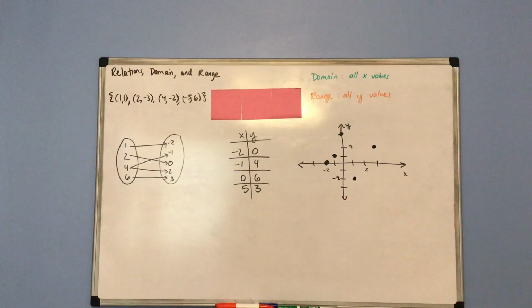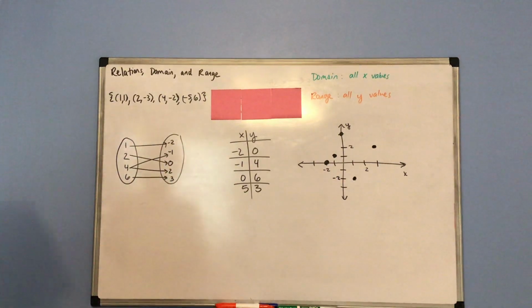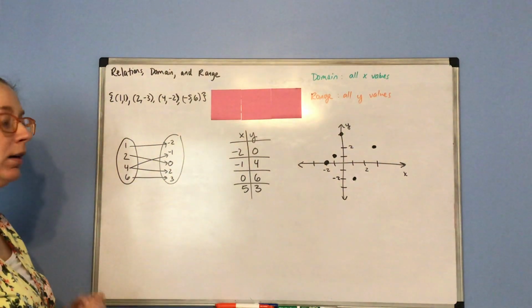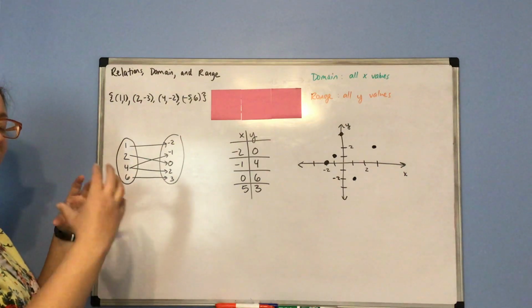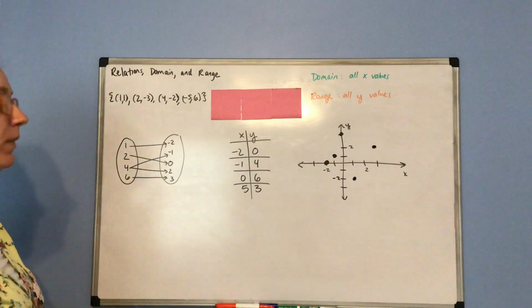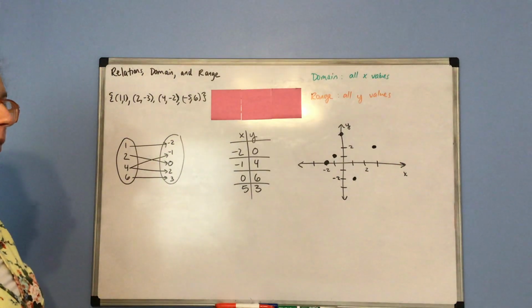Today we're going to be talking about relations, domain, and range. A relation is just a list of sets of two things that go together. Usually for math, that would be two points in an ordered pair, like an x and y coordinate. Relations can be written one of four ways.